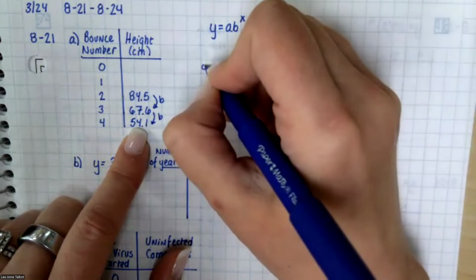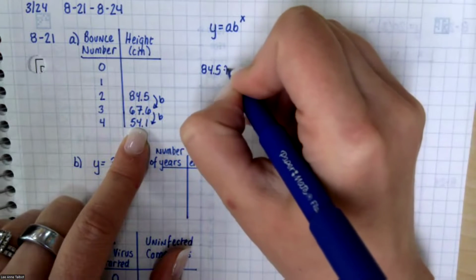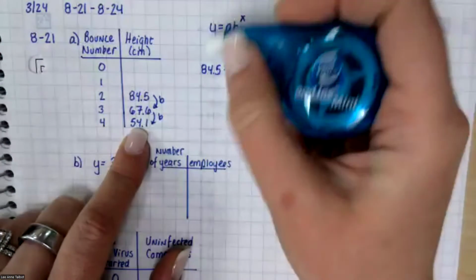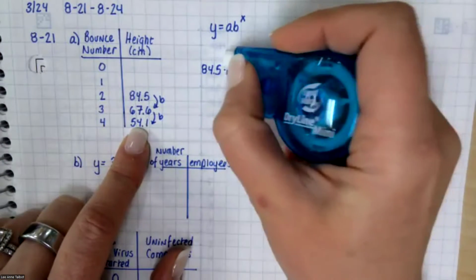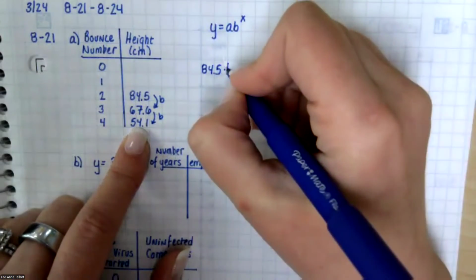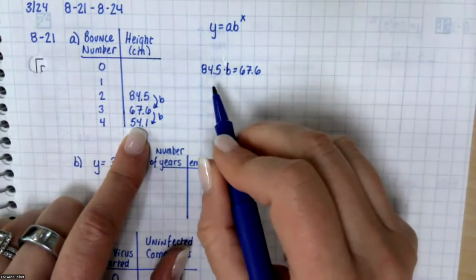Okay, so we're going to say 84.5 times b equals 67.6. Okay, how do I get b by itself? Divide, right?